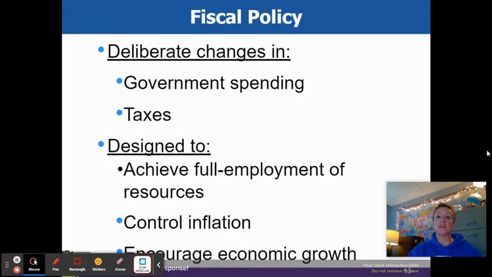So that could be increasing or decreasing taxes, depending on what the problem is that we're seeing happen in the economy. Regardless of whether government spending or taxes are chosen, those changes are designed to achieve full employment of resources. So, full employment of our land, labor, and capital. It's designed to control inflation so we don't have runaway price increases, and it's designed to encourage economic growth. So, those are rightward shifts of our AD and AS curves.